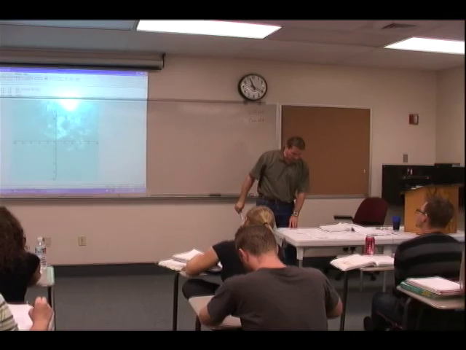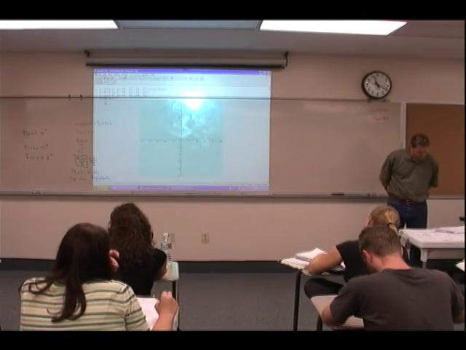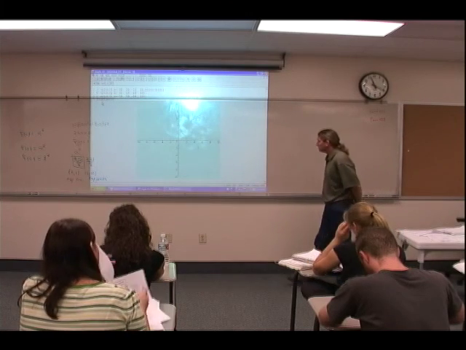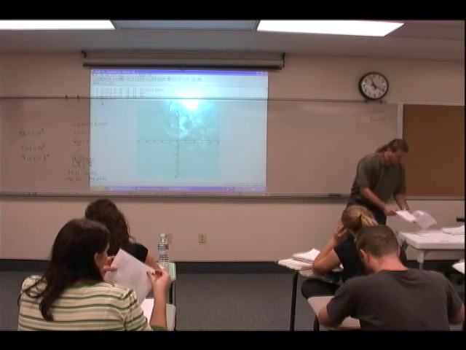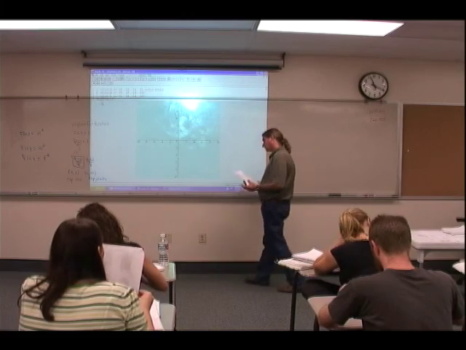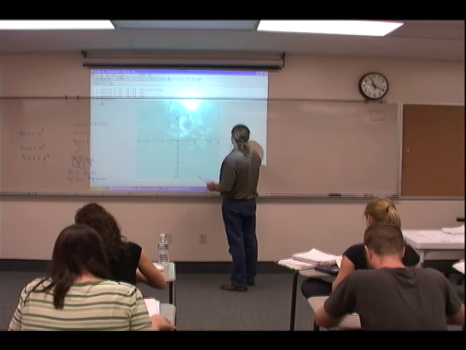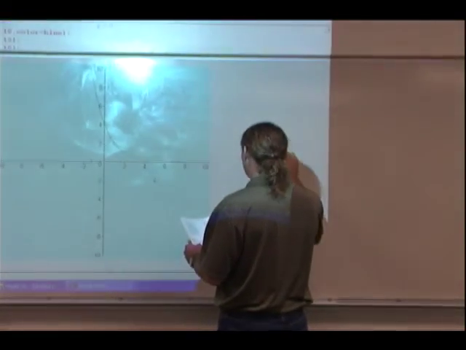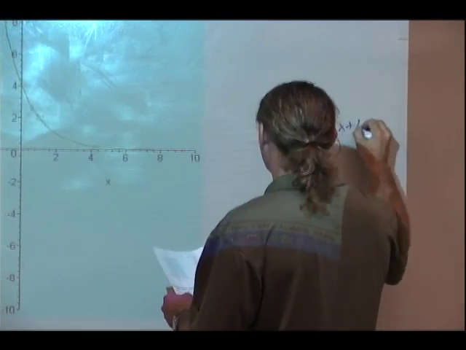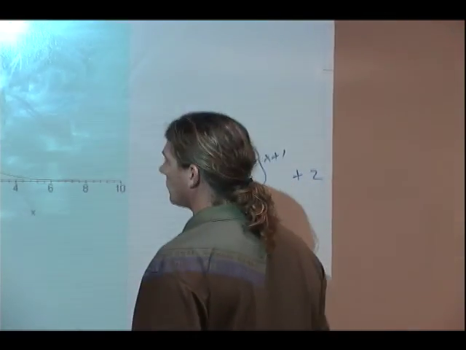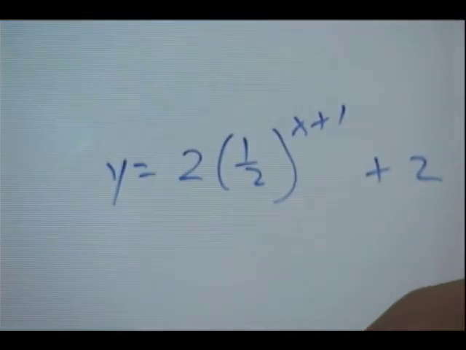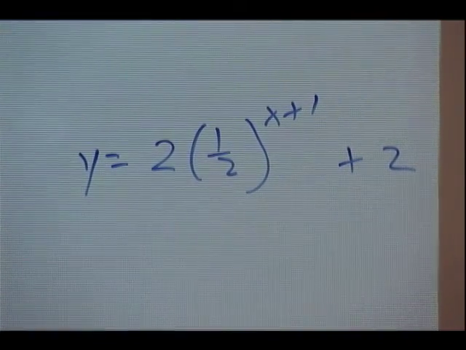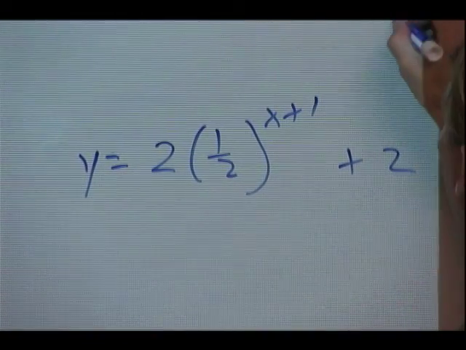Now there's one here, let's see which one it is. Yeah, we'll go to number 6, I suppose, that's good. Number 6, let me write it on the board. Okay. If you can see this, there is a parent function here, which is 1/2 to the x.